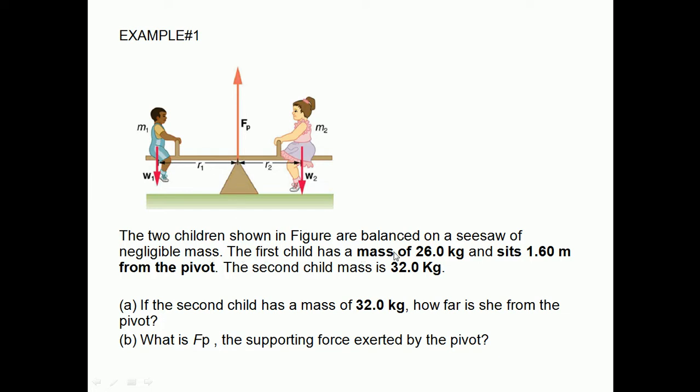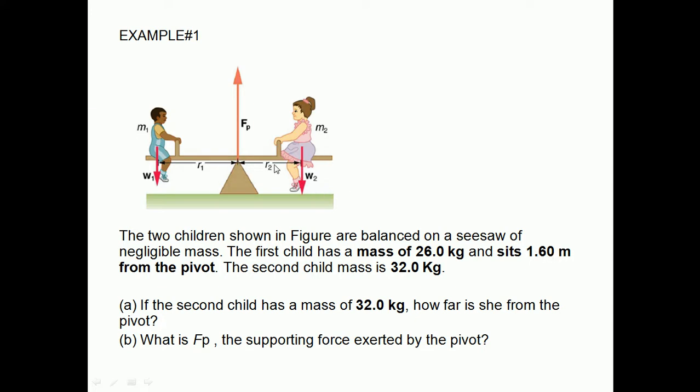The first child has a mass of 26 kilograms. Suppose one child, the mass over here we can see is equal to 26 kilograms, and the child is sitting 1.6 meters. So r1 is 1.6 and also the mass is given, which is 26 kg, from this central point of the pivot. The second child, this big girl, has a mass of 32 kg. So the boy is 26 kg, the girl is 32 kg. The boy is sitting at a distance from the hinge of 1.6 meters.